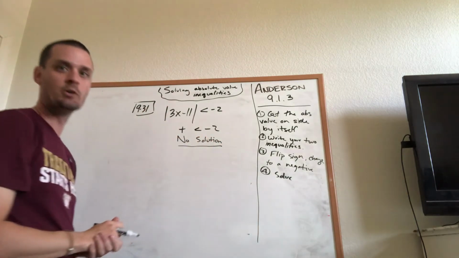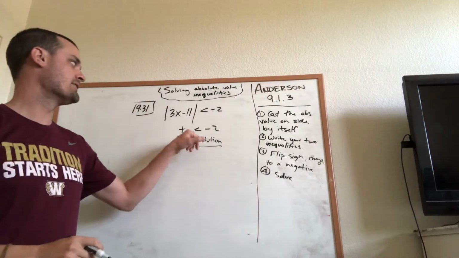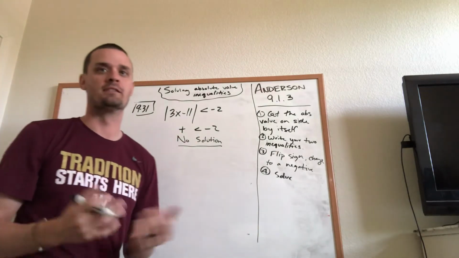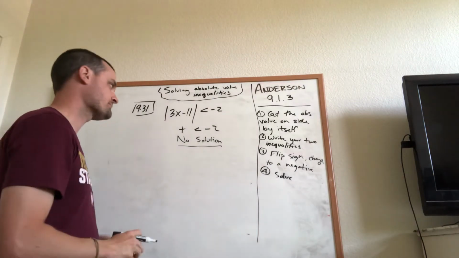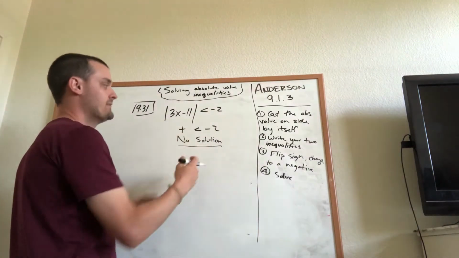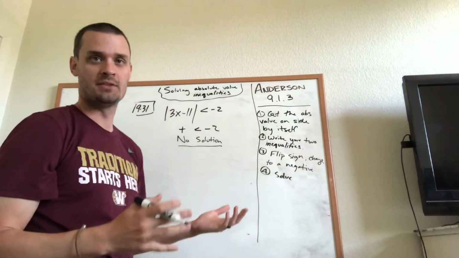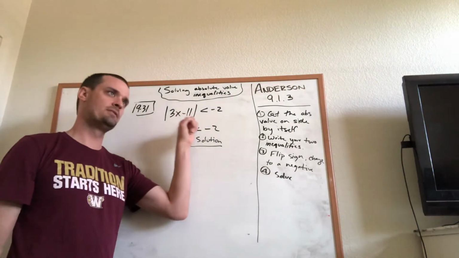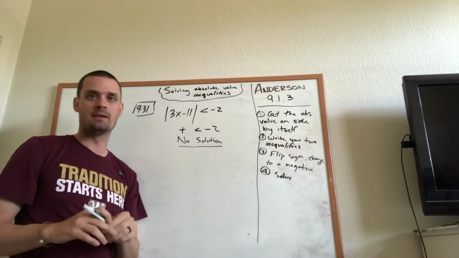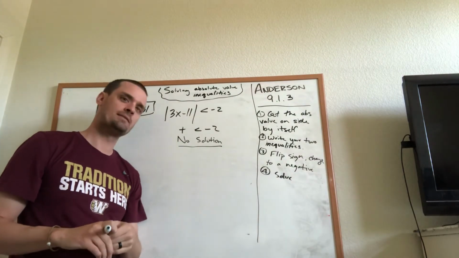Okay, there's no number you can plug in for x that's going to be less than a negative 2, because it's always going to be positive. So you'll see those a lot. If you flip the sign, it would be all real numbers because it's always going to be bigger than negative 2. But since you want to find a number less than negative 2, you're not going to find it because it's always going to be positive.